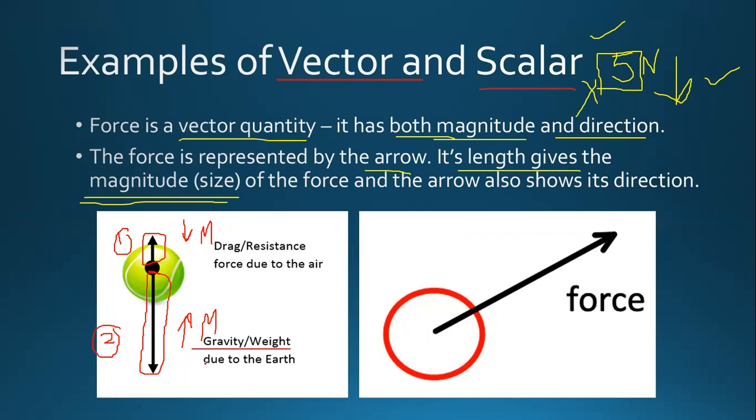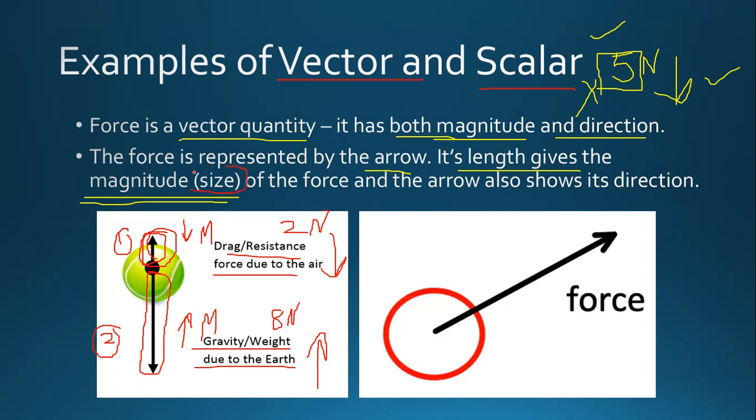It means that the gravity weight due to earth is larger than the drag resistance force due to air, which is smaller. Which means gravity weight let's say is 8 Newton and drag resistance force might be 2 Newton, because the size of the arrow is so small that it represents a smaller magnitude, whereas the other force's arrow that is downwards is larger and indicates a larger force. So the size of the arrow can also determine the magnitude or the size of the force.